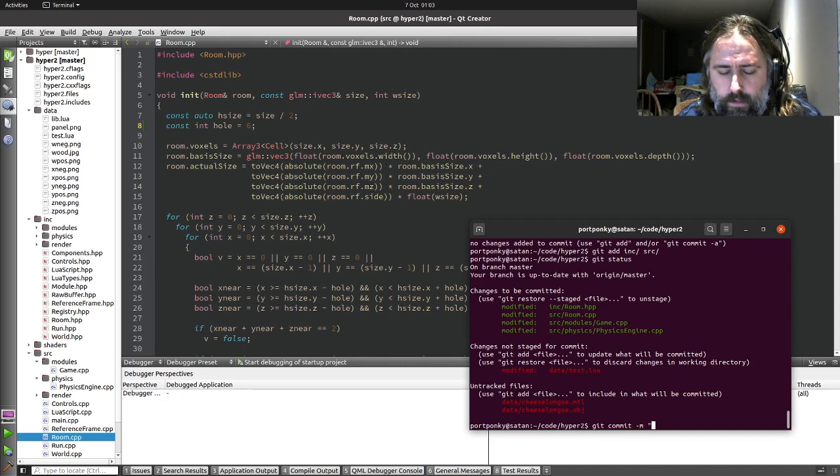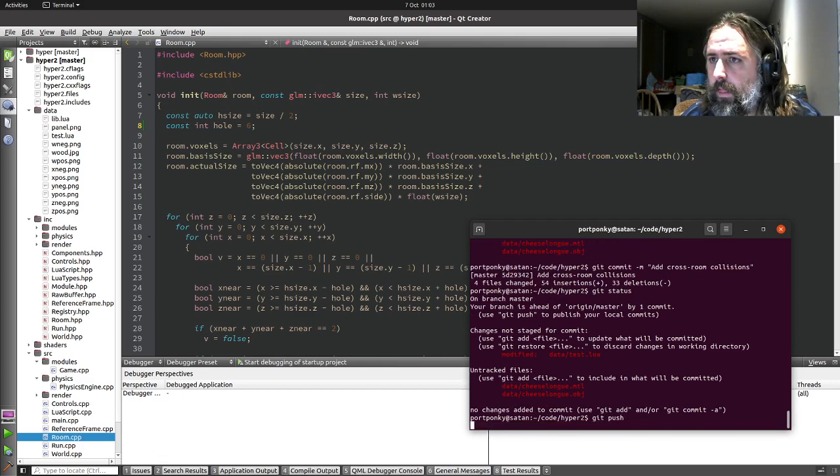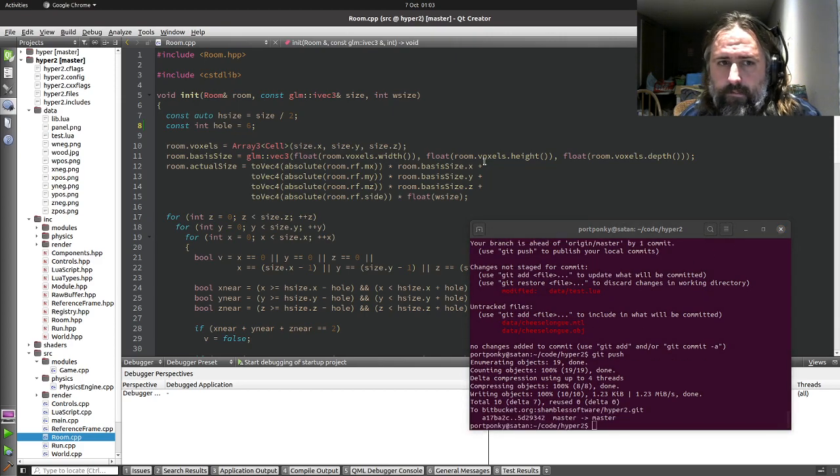What did I change? Add cross-room collisions. Should also work for voxels. Okay, let's push that in. Right.